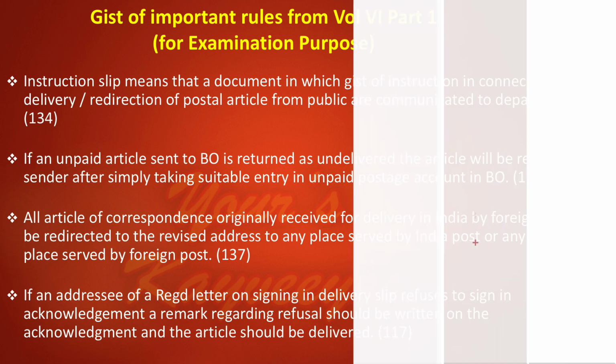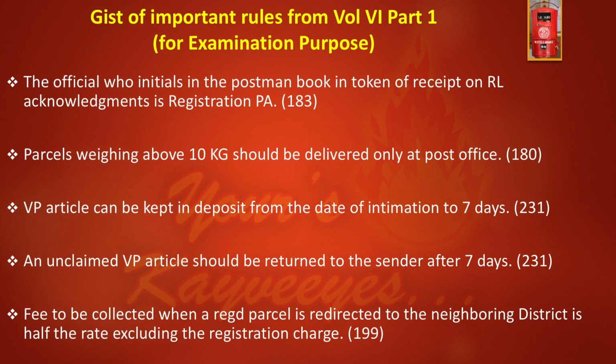Rule number 117. The official who initials in the postman book in token of receipt of registered letter acknowledgement is the registration PA. Rule number 183. Parcels weighing about 10 kilograms should be delivered only at the window of the post office. Rule number 180. BP article can be kept in deposit from the date of intimation up to 7 days. Rule number 231. An unclaimed VP article should be returned to the sender after 7 days.